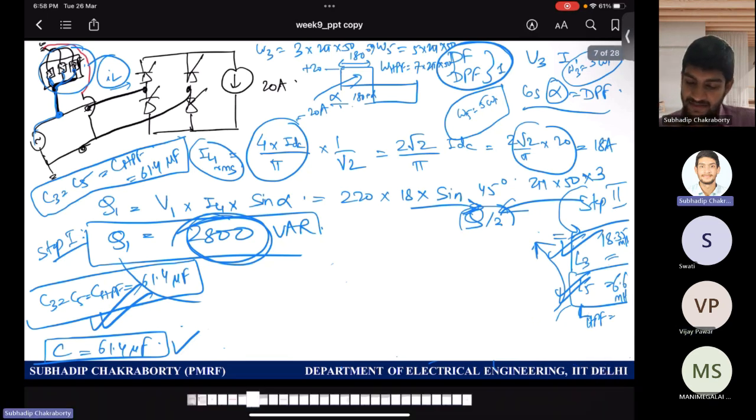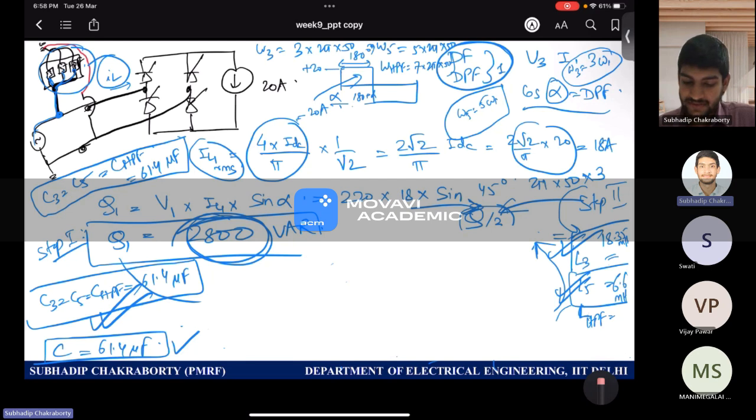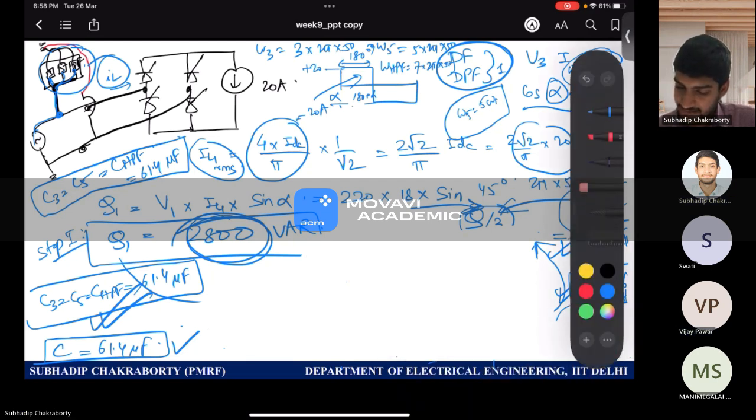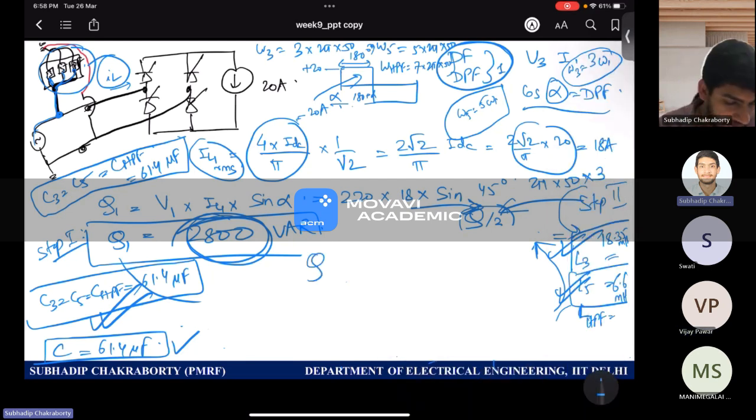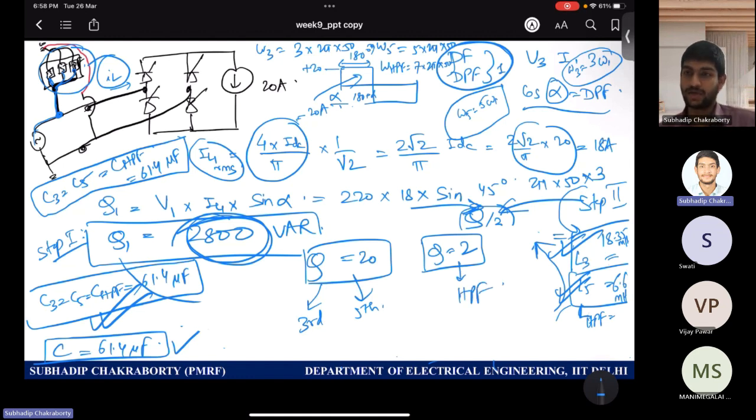So to calculate, the best way is you must know the quality factor. For the single tuned ones, that is third and fifth, the quality factor is given as 20. Single tuned means one frequency, that is third and fifth. And your quality factor is 2 for HPF, that means 7th and beyond.